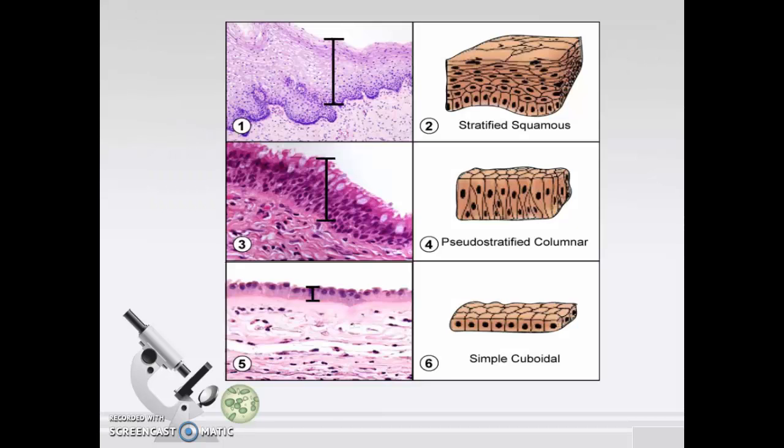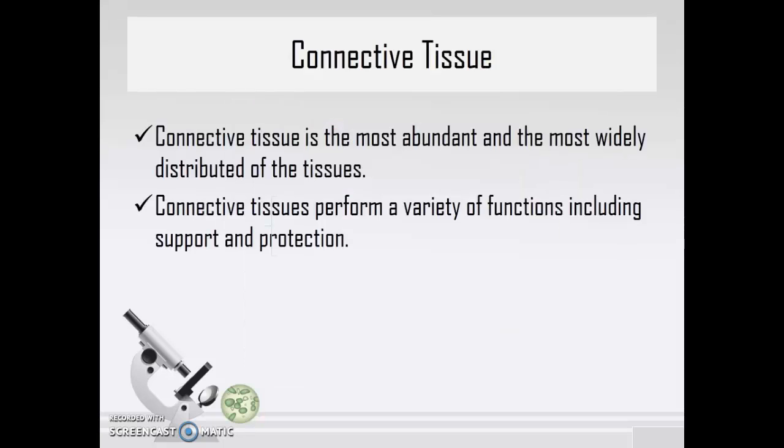In this diagram, you can see different types of epithelial tissue, based on the shape of cells. Now the second tissue we need to learn about is connective tissue. It is the most abundant and most widely distributed tissue in the human body, and its functions have to do with support, here they're talking about bone, which is an example of connective tissue, and protection.